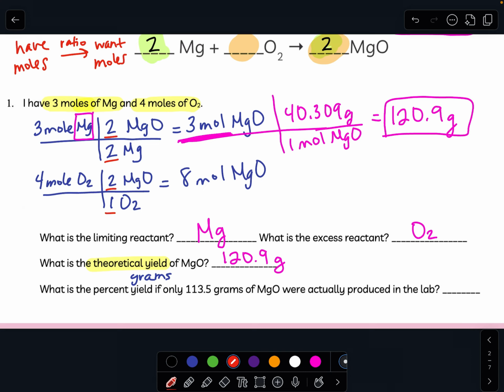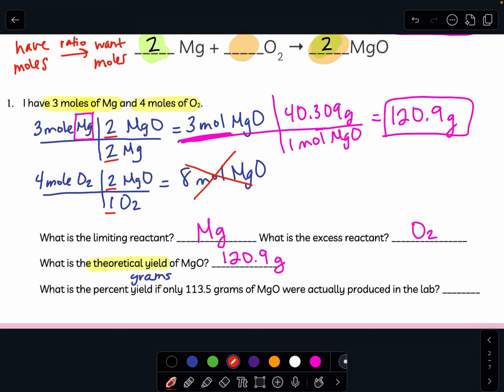The last step was, I know that if it asks me for theoretical yield, I just have to turn it to grams. So I don't really care about this number 8. All that's telling me is that it's going to make too many. I don't have enough to actually make 8. I ran out of magnesiums when I got to 3 moles.